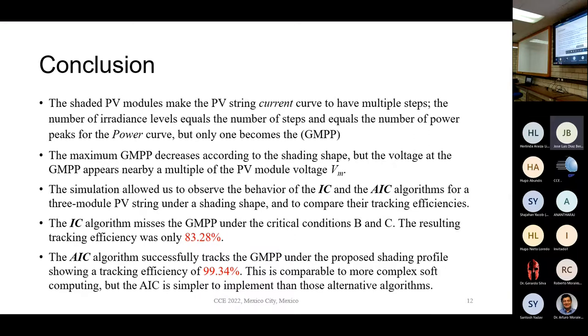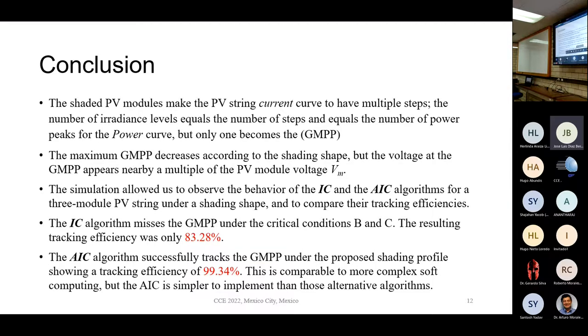The global maximum power point decreases according to the shading shape, but the voltage at the GMPP appears near a multiple of the PV module voltage VM. This simulation allows us to observe the behavior in time of the incremental conductance and the adaptive incremental conductance algorithms for a three-module PV string under a shading shape.